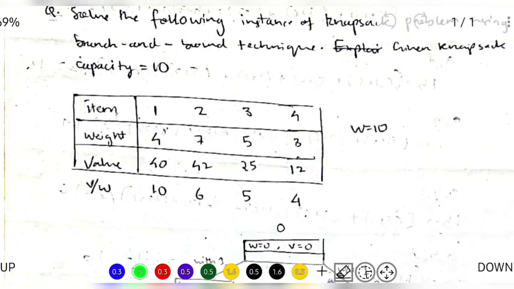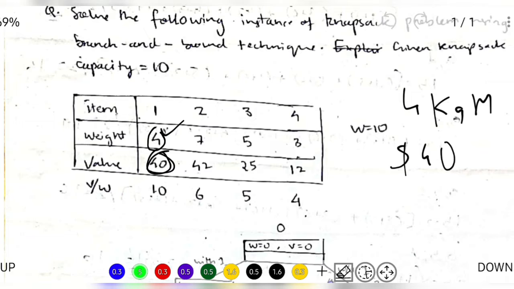So let's get started with the first one. See here, initially what you have to do is divide the value by the weight. Consider this as mangoes. You have 4 kilogram of mangoes. Now the value is 40, meaning the price is $40. Now I need the price for 1 kilogram.